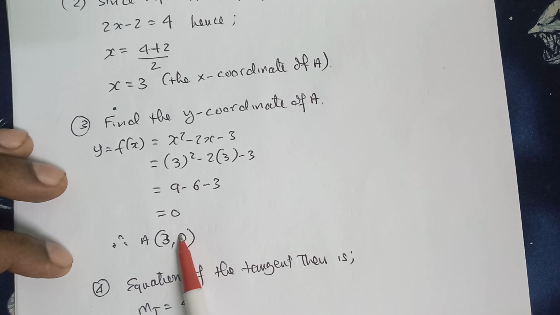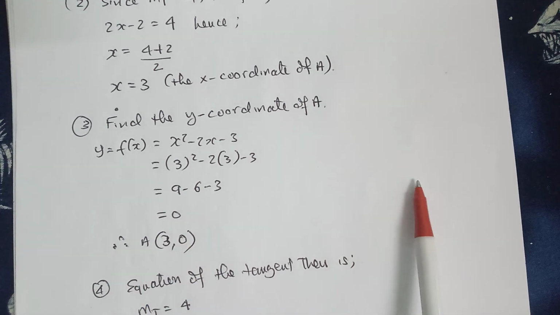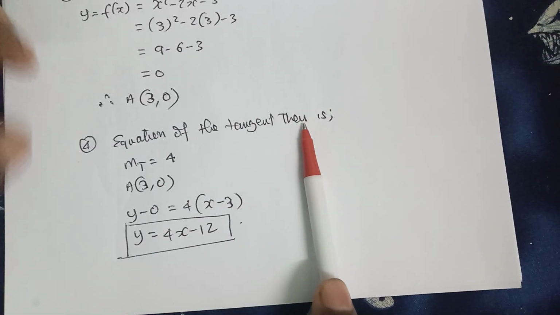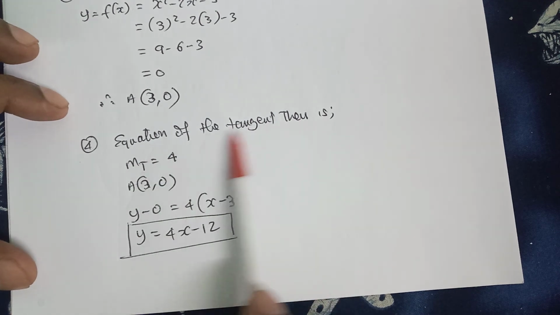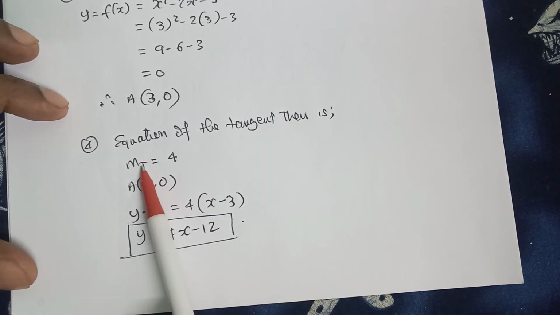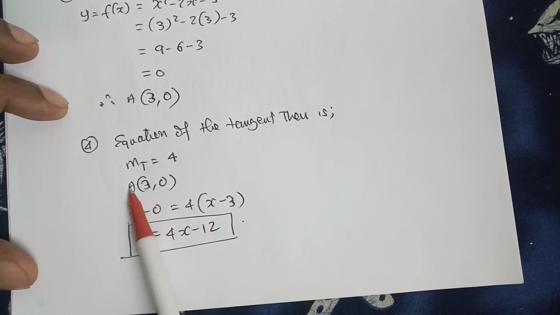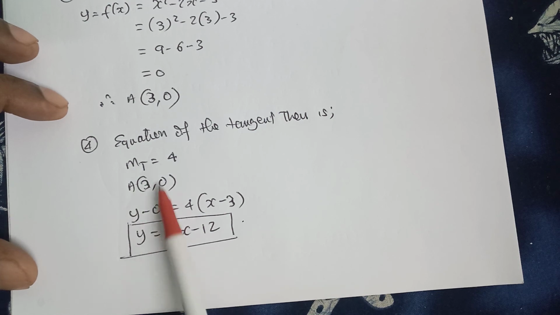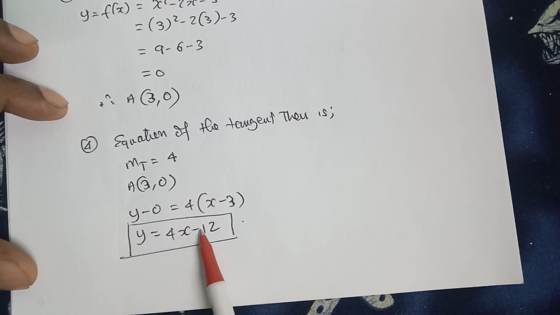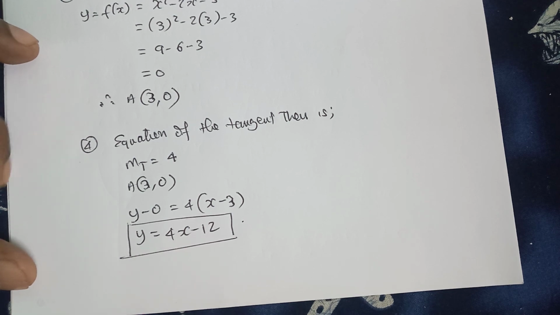Now we have a point and we have a slope given in the problem. So finally, the equation of the tangent: the gradient of the tangent is equal to 4, and the tangent passes through the point A, and so y minus 0 = 4(x minus 3), and we end up having y = 4x minus 12 as the equation of the tangent passing through the point A with coordinates (3, 0).